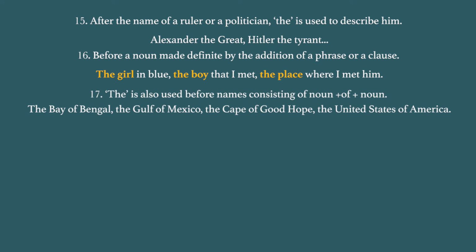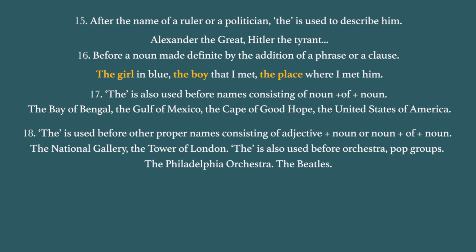Next, the is also used before names consisting of noun plus of plus noun. See the example: the Bay of Bengal, the Gulf of Mexico, the Cape of Good Hope, the United States of America. Next, the is used before other proper names consisting of adjective plus noun or noun plus of plus noun: the National Gallery, the Tower of London.